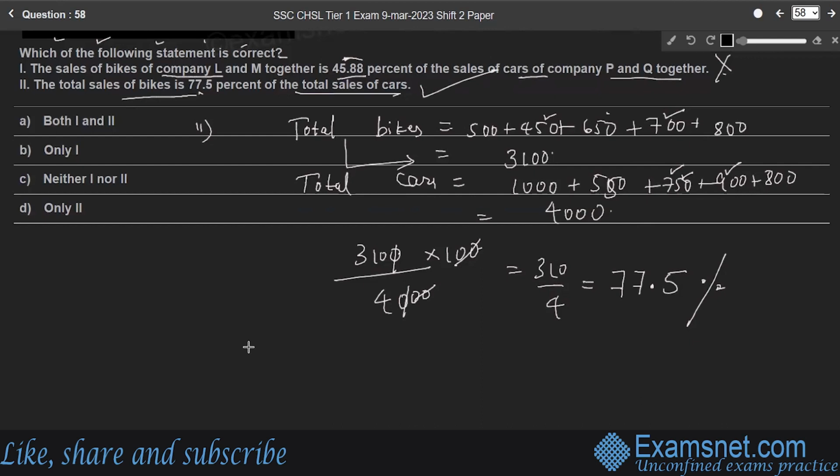So look at the options. Both 1 and 2, only 1, neither 1 nor 2, only 2. Here only 2 is the correct statement. Option D is the right answer.